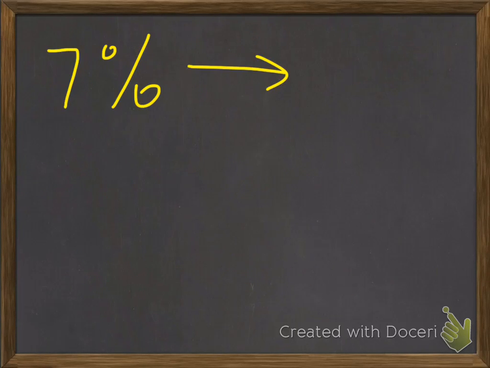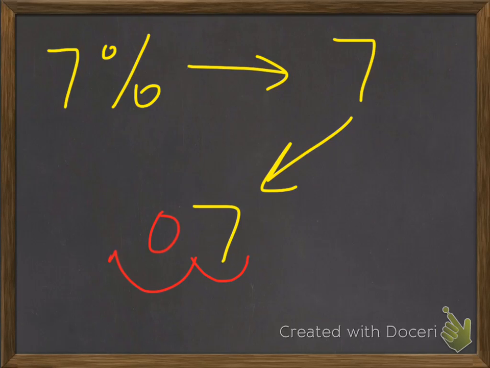7%. Drop the percent sign, we're just left with 7. Move our decimal 2 places to the left, 1. Add my 0, 2. So 0.07. And that's about all they have to do for Lesson 3.